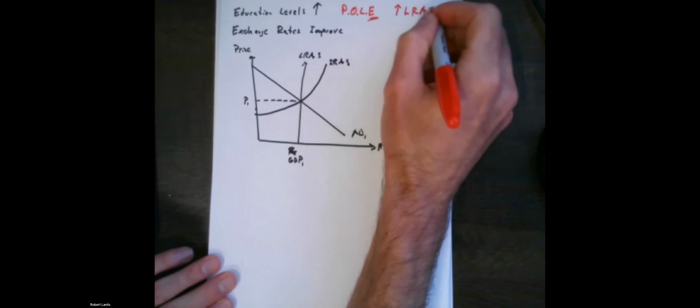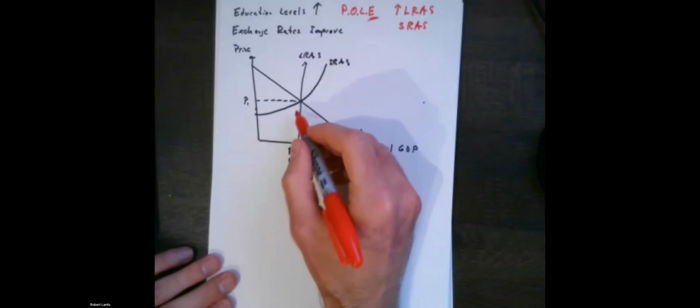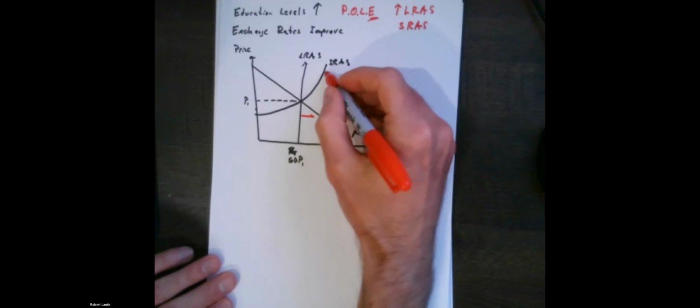So what happens from each of these changes? Well, if education levels go up, right, this is one of our factors of production, right? It's education. So what that's going to do is it's going to increase both our long run aggregate supply and our short run. So we're going to have an increase, which means a shift to the right. So I could think about it here.